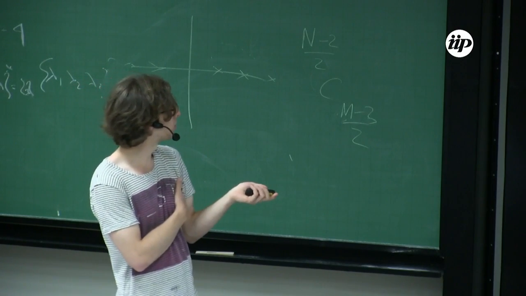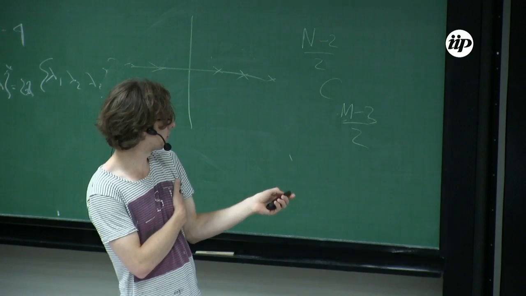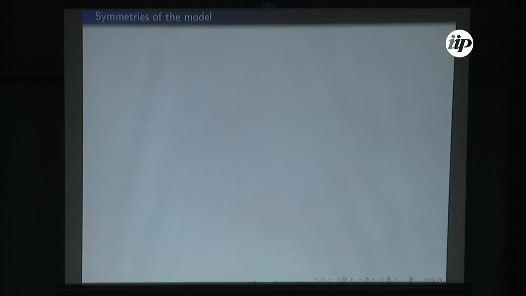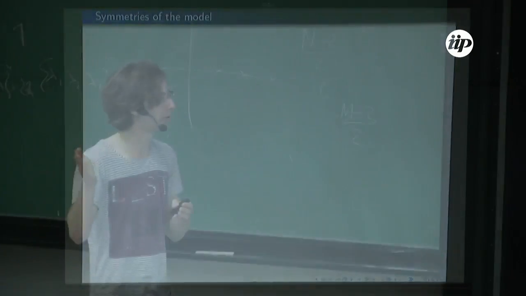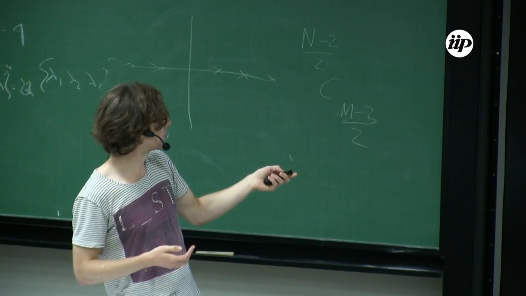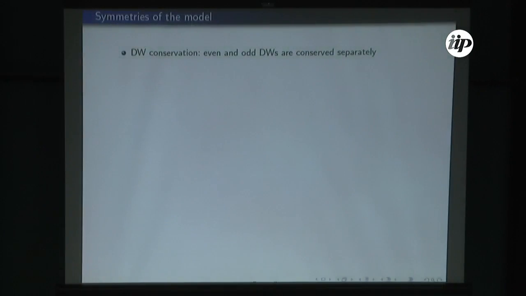Now let's ask questions. First question: if this produces all the eigenvalues, so if this solution is complete. And the other question is if we are able to explain the extensive degeneracy with the help of the Bethe ansatz. So let's talk first about the degeneracy. The model has a lot of symmetries. I think you already know some of it because I was constantly repeating it. So the numbers of domain walls are conserved, and even the odd domain walls are conserved separately.